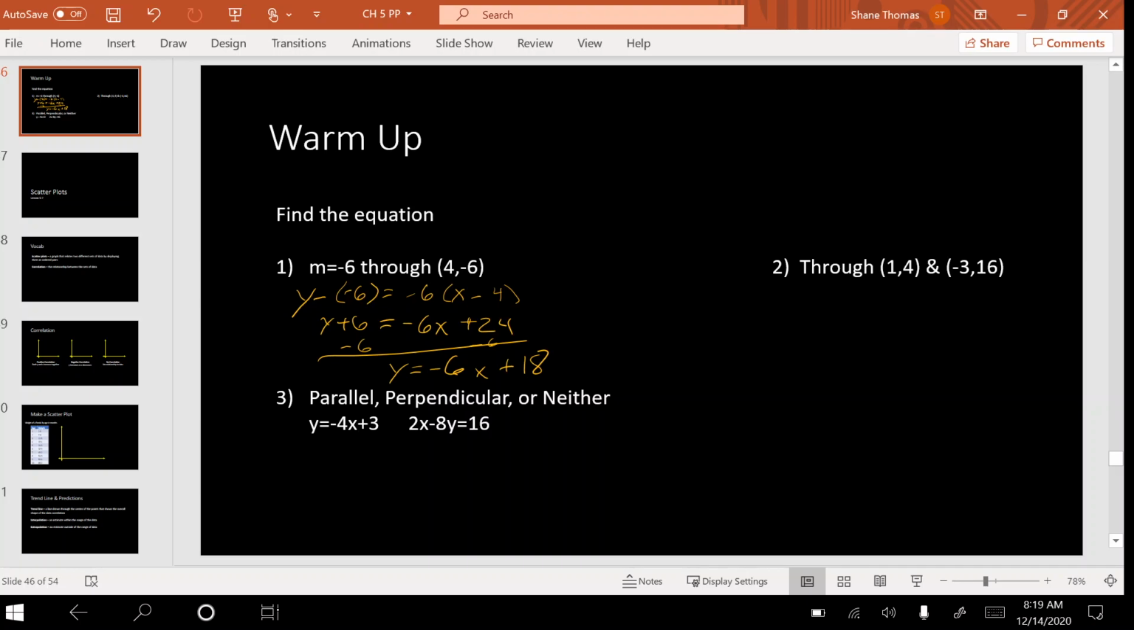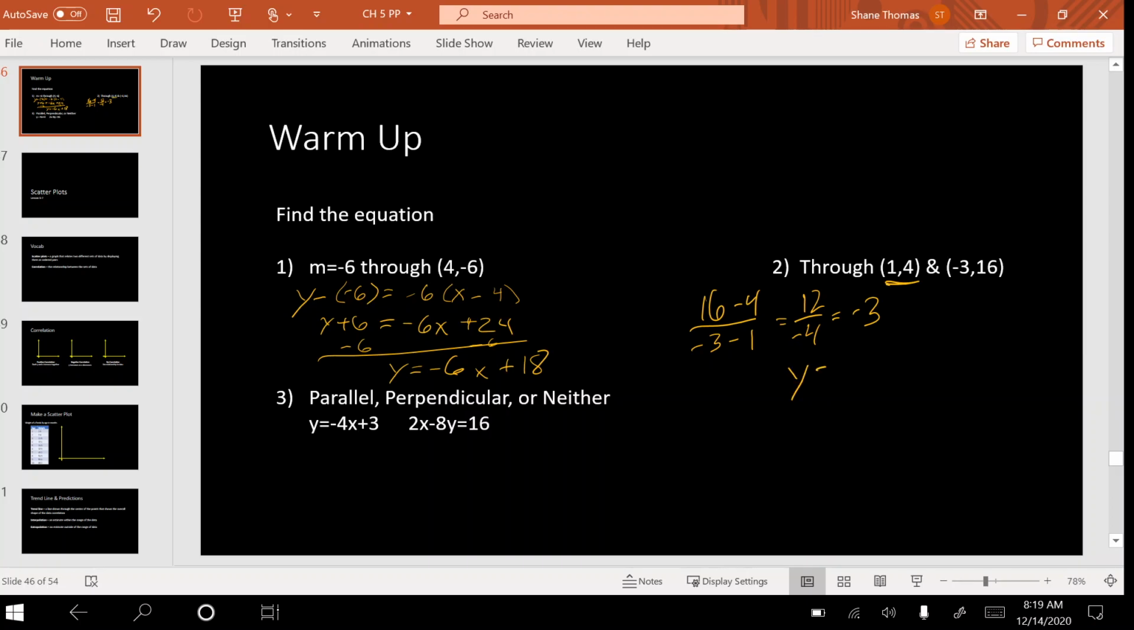What are you doing first? What are you finding? Okay. Find the slope: 16 minus 4 over 3 minus 1, which is going to be 12 over negative 4, which is negative 3. All right, so there's your slope. Which point are you going to use then? Okay, 1 and 4 then.